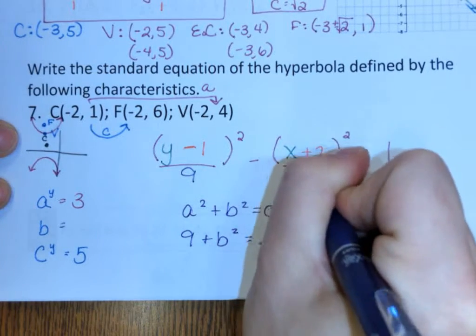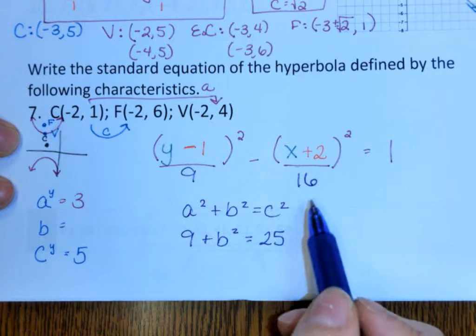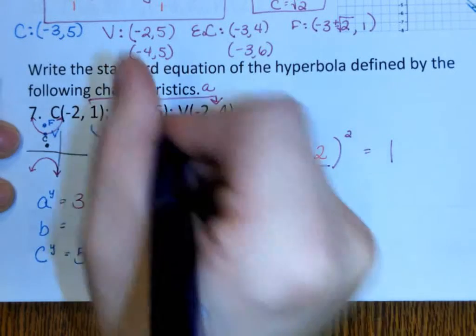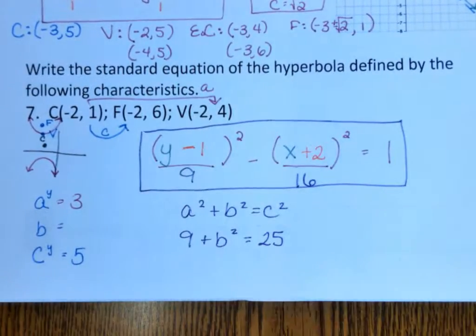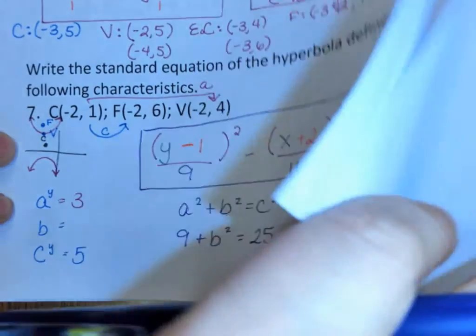16. And the reason why I'm only worried about 16 is because I don't need to find out what B is. I just need to put B squared there. So save yourself some effort. I know where she was going with it. 3, 4, 5. I know where she was going. She's good.